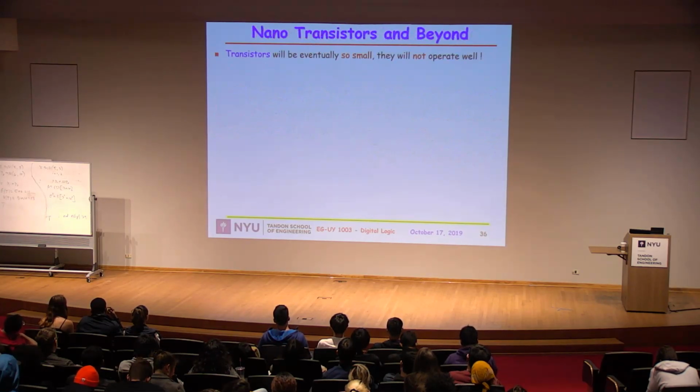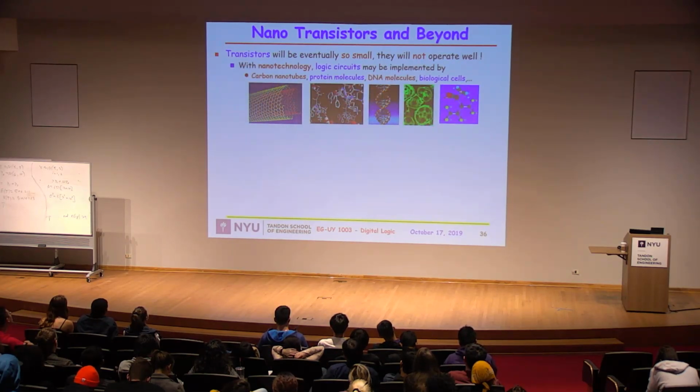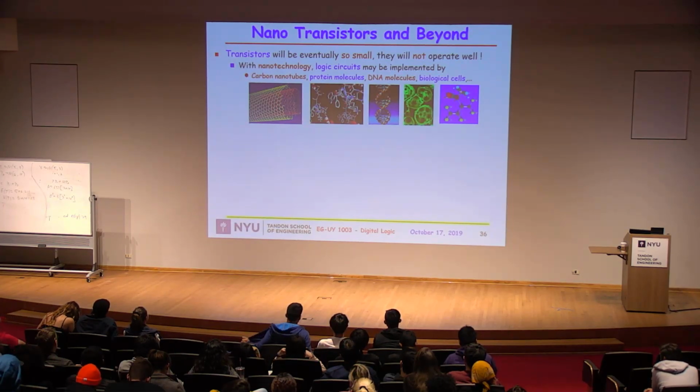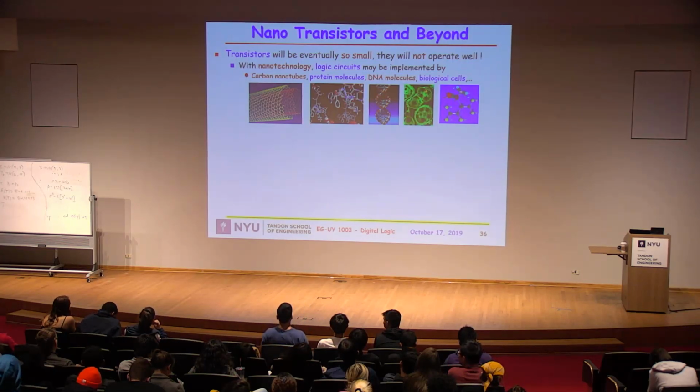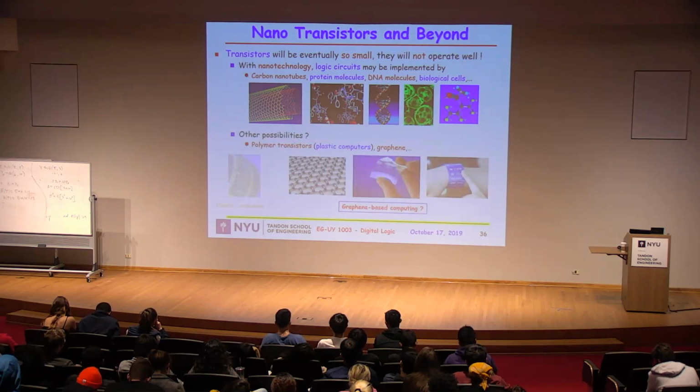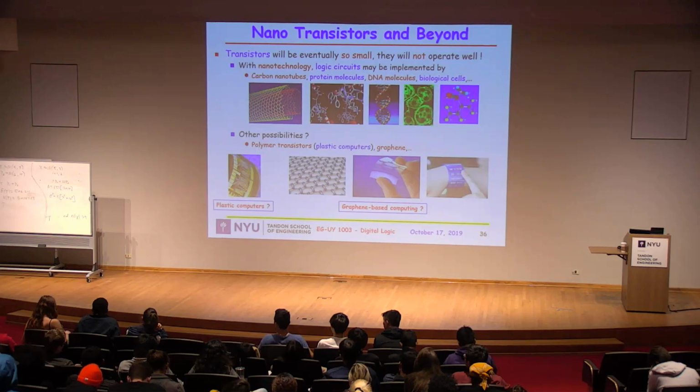Okay. Eventually, these transistors will be so small they will not operate well. So everybody, the thinking is that carbon nanotubes will be next, carbon nanotubes. And if there is time, graphene, and then quantum or protein molecules or DNA molecules or biological cells. Biological cells during computations. All right. How about plastic computers? They can bend, so you can fold your computer like you are folding a sheet of paper. So these are work done today.